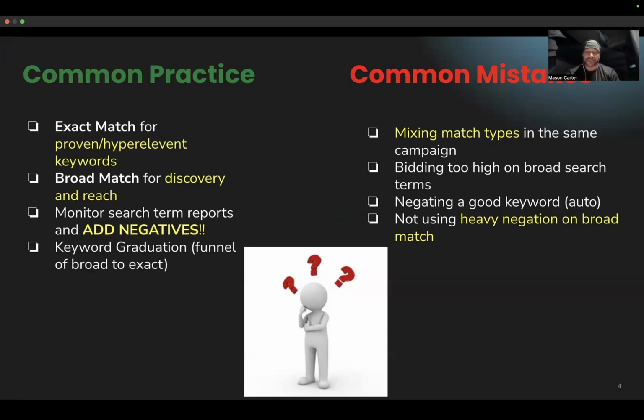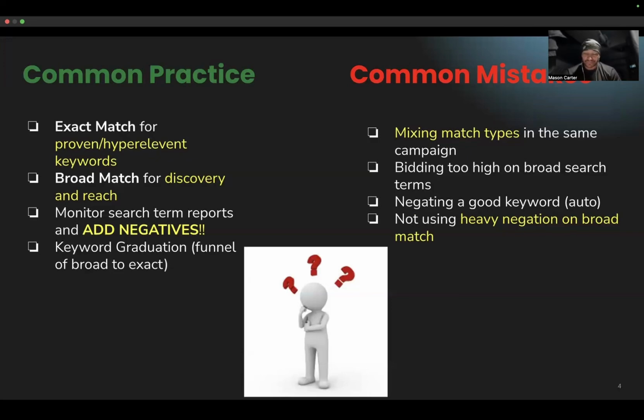Bidding too high on broad search terms. This kind of goes from what I was saying before with trying to limit the waste of ad spend. You're gonna have a lot of wasted ad spend with doing broad search terms, and you're gonna hit on a lot of stuff. Sometimes you can bid too high and just waste some more money when really you'd still show up a good amount at a lower bid.